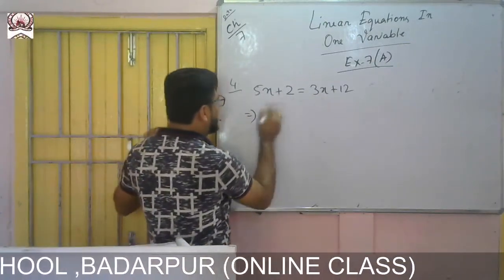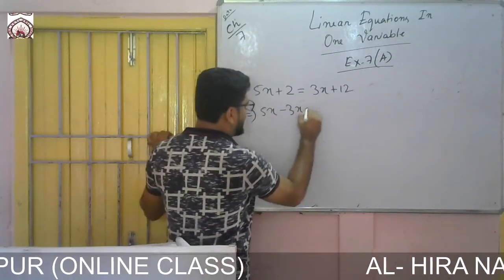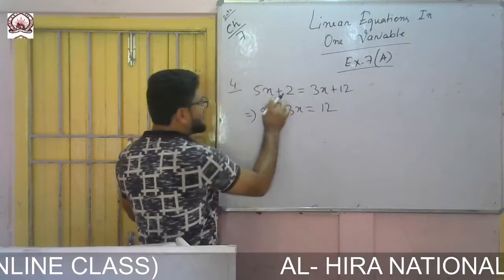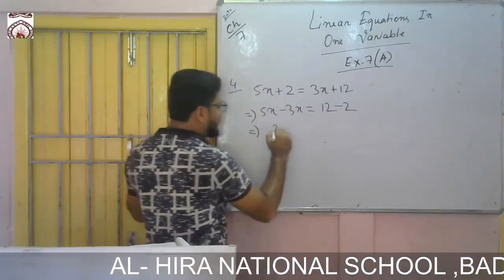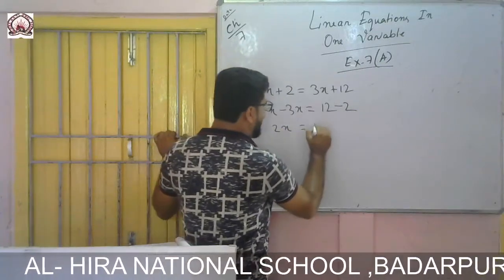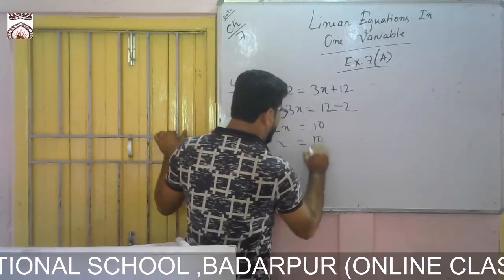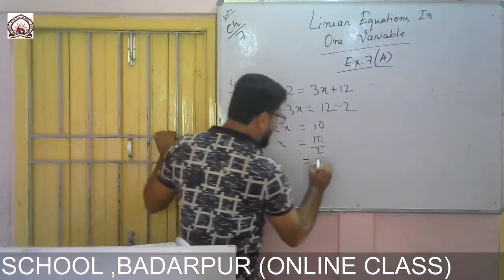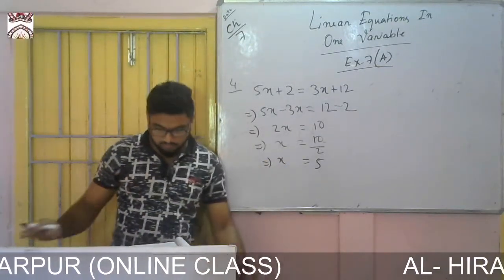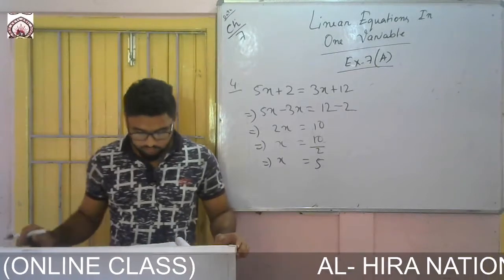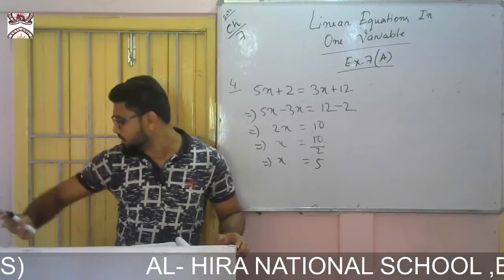Take the like terms. 5x, take this on the left side, it becomes minus thrice x. And here plus 12 will go here as minus 2. So 5x minus thrice x is twice x, and 12 minus 2 is 10. Then x equals 10 by 2, that is 5. X equals 5.